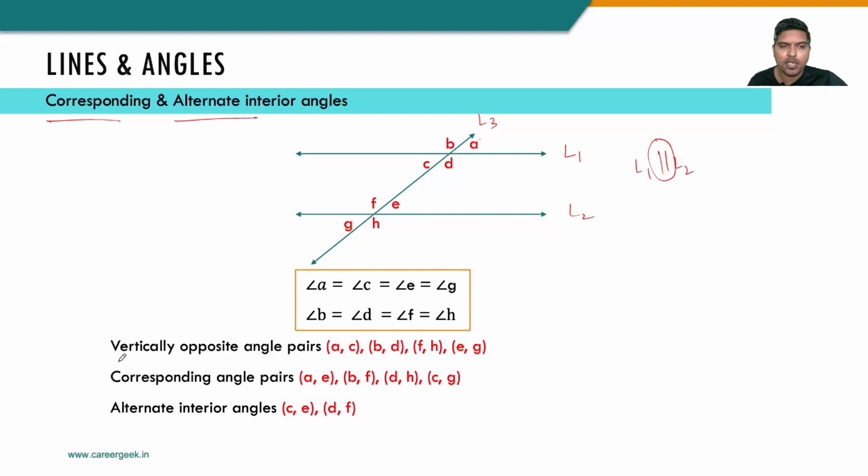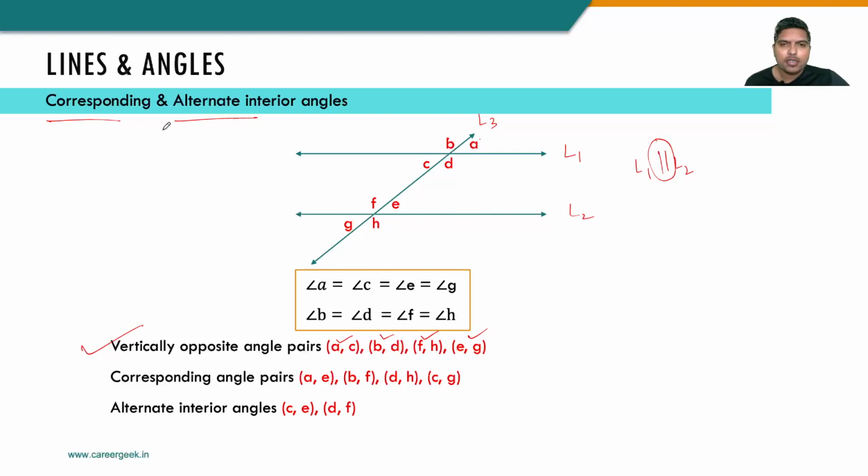So, first we'll write the vertically opposite angle pairs. A and C are vertically opposite. B and D are vertically opposite. These two are done. E and G and F and H are two other vertically opposite angle pairs. They are equal.